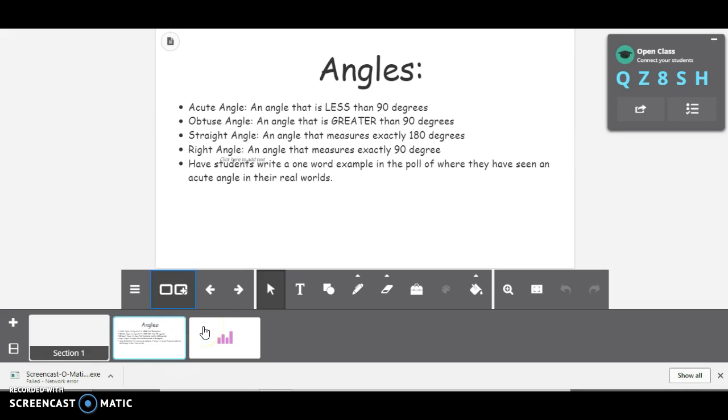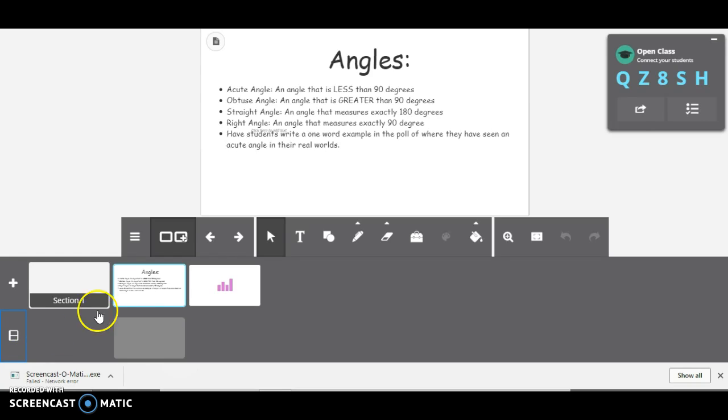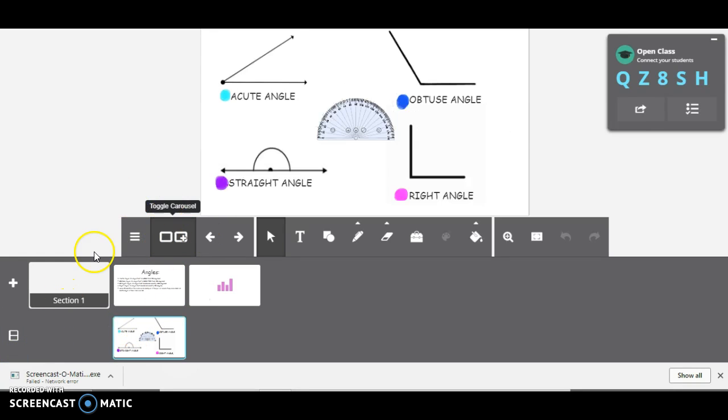Along with this is my poll that I've created, which after we go through and talk about the angles, we will do so that they will be able to give real life examples. So this is what the students are going to see. This is their screen, and I have an example of each of these angles: an acute, an obtuse, a straight, and a right angle. I've also given them a protractor here in the middle so that they can actually learn how to use this.